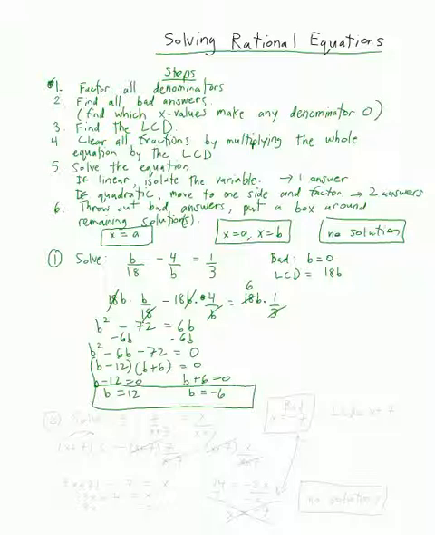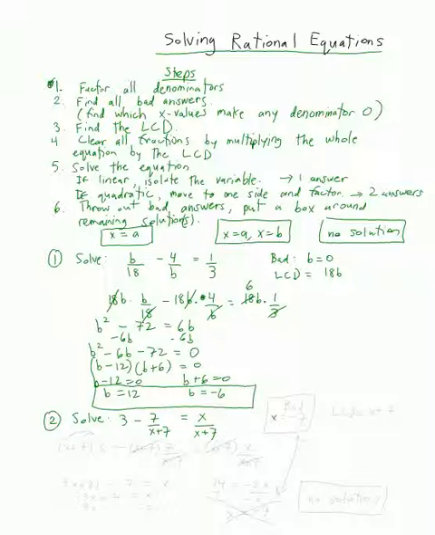Okay, so let's get a little bit tougher. Not too much tougher, but a little bit tougher. I want us to solve the following: 3 minus 7 over x plus 7 equals x over x plus 7. Now the denominators are already factored, so when it says find the bad answers, we just have to see where the bottom can become 0.